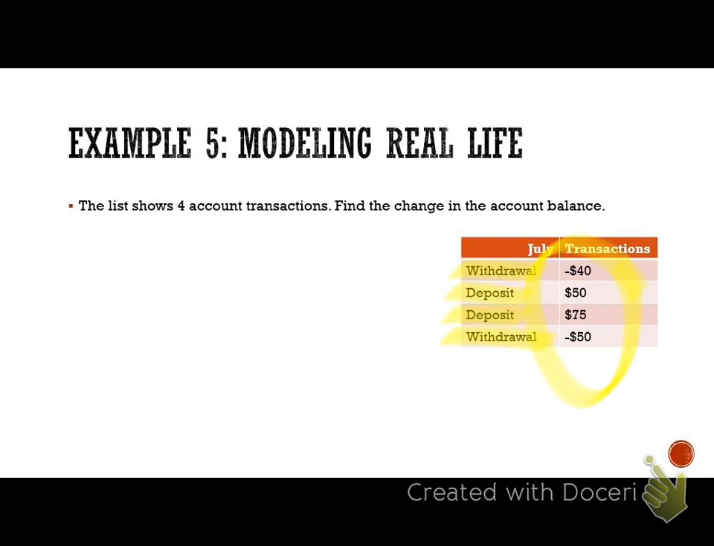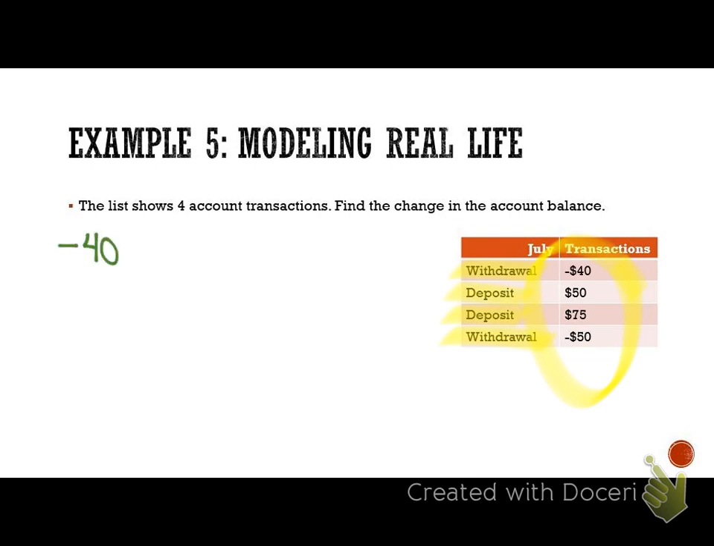Do you see any values here in this table that the additive inverse property could apply to make this easier to find our ending balance? Yes, what do you see? The $50 deposit and the $50 withdrawal. Right? You put $50 in and you take it out. Those cancel out. Okay?